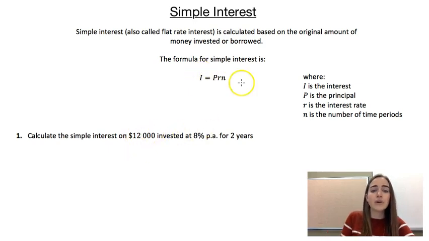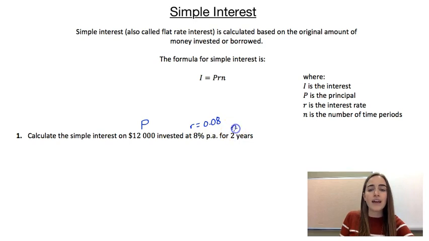So in there, if we look at our formula, our $12,000 is our P. Our 8% is our rate, so that's going to be our R, but we're not going to use 8, we're going to use 0.08, so we're converting it to a decimal instead of a percentage. And our N, our number of time periods, is 2 years. So it's just really important that this was per annum or per year, and our N is in years as well. So our rate and our number have to be in the same time periods.